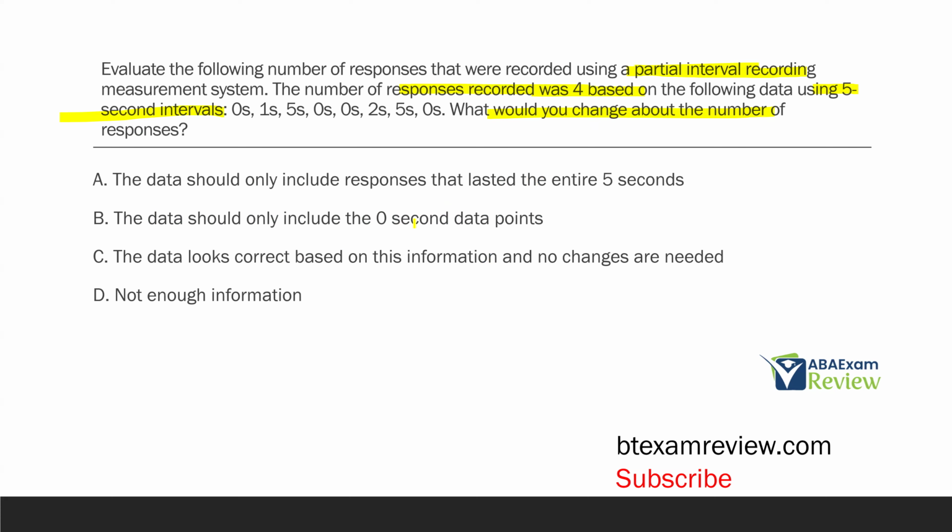B, the data should only include the 0-second data points. We should not include 0-second data points in partial interval because that means the behavior did not happen. C, the data looks correct based on this information and no changes are needed. Yes, we have 4 responses. We have 4 responses in our data. Everything looks fine. Doesn't seem like any changes are needed.